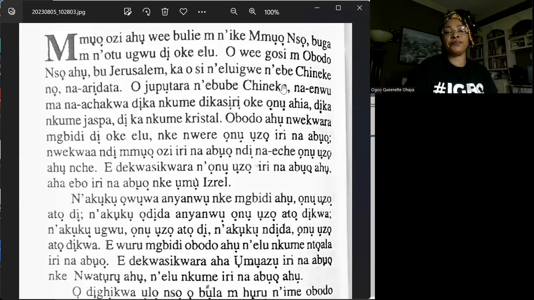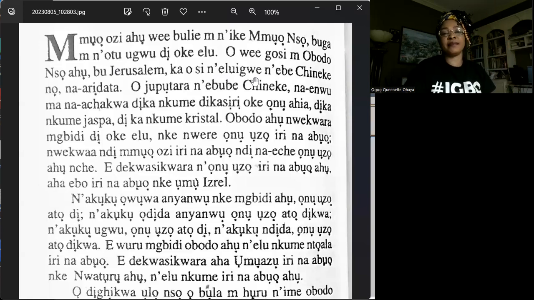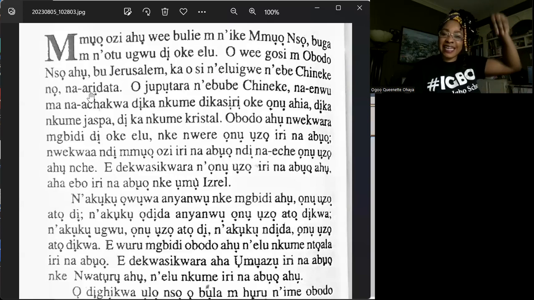All right. So o wee gosi m obodo nsọ ahụ bụ Jerusalem. Ka o si na eluigwe. Eluigwe means heaven. N'ebe Chineke, where God, okay? Where God is. Na aredata and coming down.